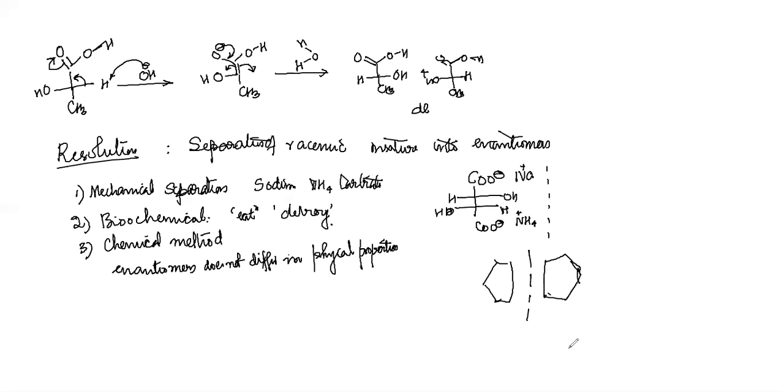What are the physical properties? Melting point, solubility, boiling point, all this stuff. Especially the solubility. That is the most important thing, because solubility is related with crystallization. Crystallization is the process of purification of compounds. So, enantiomers do not have these differences.